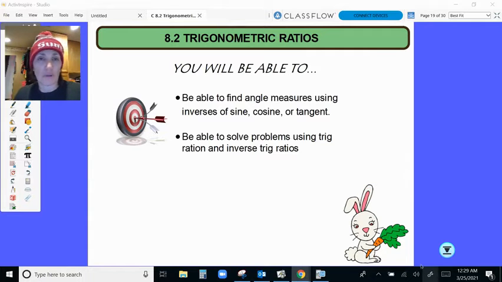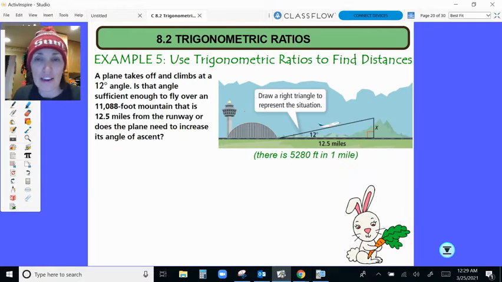Hello and welcome back to 8.2. We're going to wrap up 8.2 today by finding inverse trig functions. Hopefully you're familiar with your trig functions now. Now we're going to go backwards. What if we need to find an angle?